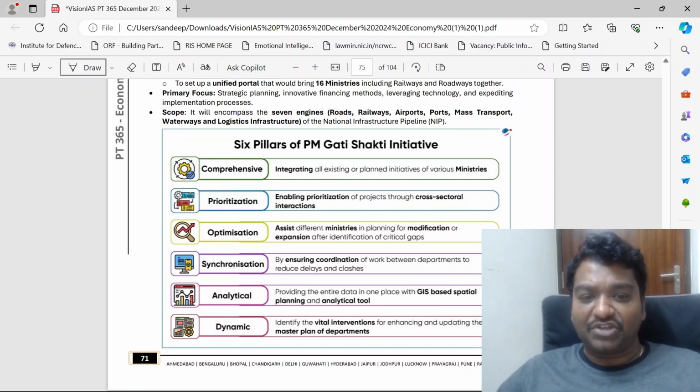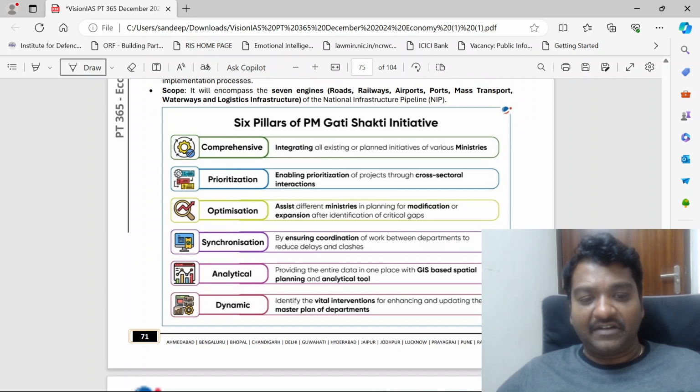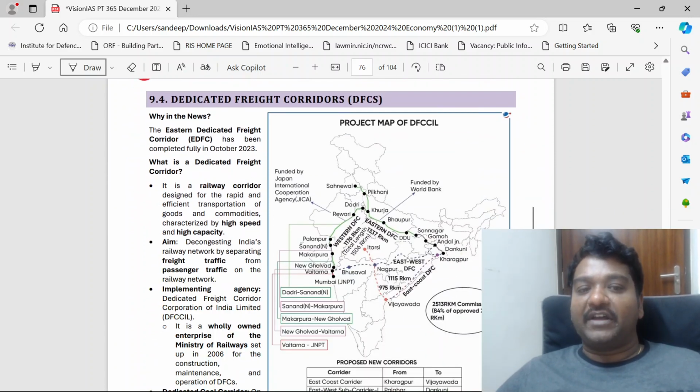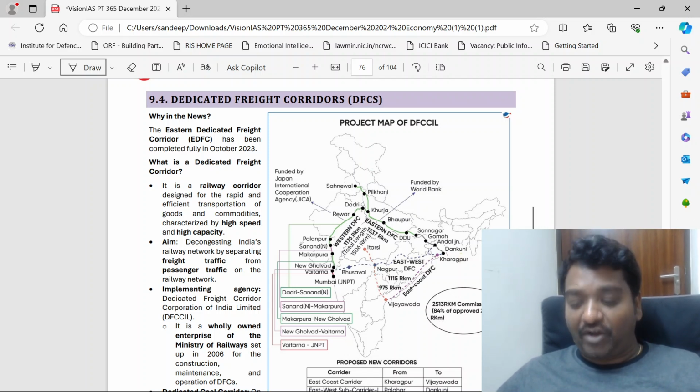Comprehensive, prioritization, optimization, synchronization, analytical, dynamic, for mains, that too. Dedicated freight corridor, guys, very important, it can be asked. What exactly is dedicated freight corridor? Normally railways is used for goods movement, but in India it is mostly used for people movement. So what we are doing, we are trying to have a separate railway track where goods are being transported regularly. Okay, so that is dedicated freight corridors.